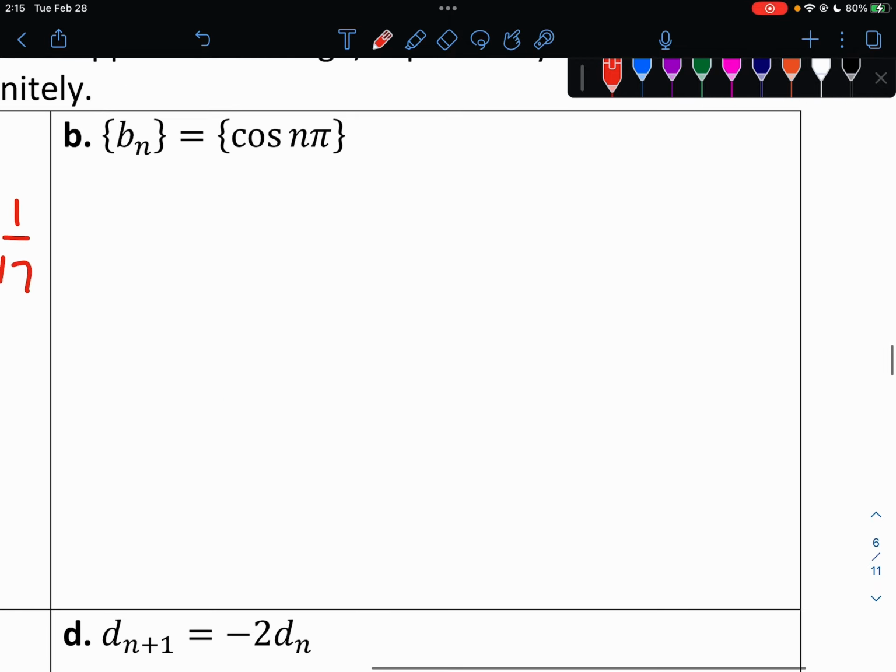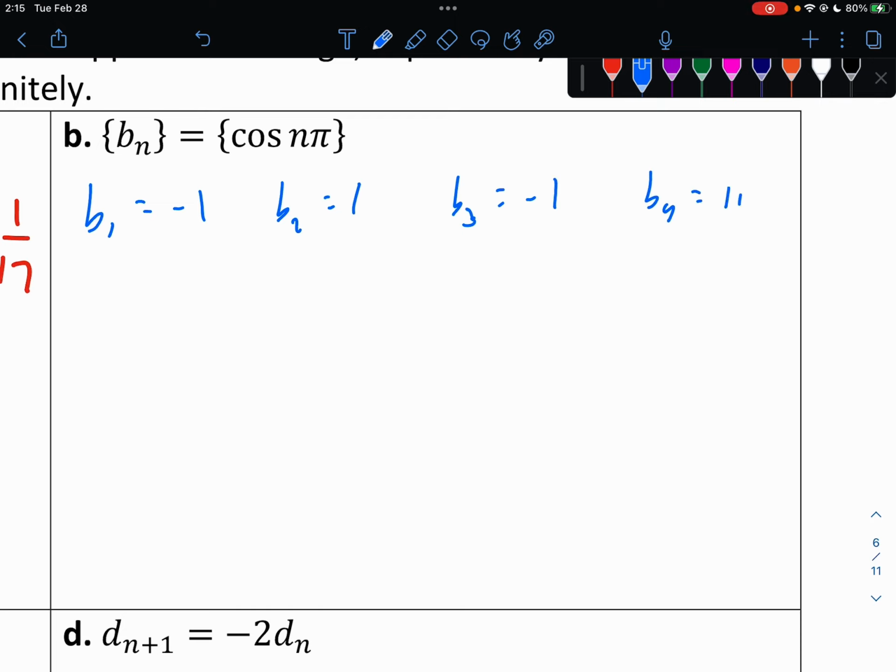Second one, all right, b sub 1, so cosine of pi, negative 1. B sub 2, cosine of 2 pi, 1. B sub 3, cosine of 3 pi, negative 1. B sub 4, cosine of 4 pi, it's 1. So this is just going to alternate back and forth between negative 1 and 1. This is never getting closer and closer to any specific number. It's going to go back and forth.